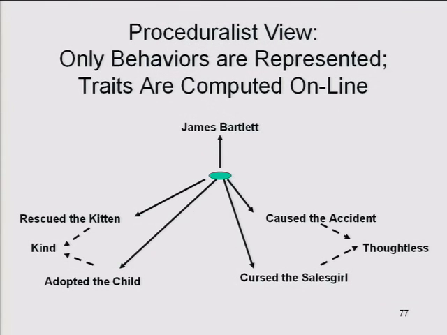Okay? So if I say, is James Bartlett kind, you retrieve information about James Bartlett and remember that, oh, he rescued the kitten and he adopted the child, therefore he must be kind. If I ask you, is James Bartlett thoughtless, you retrieve information about James Bartlett, oh, he's the guy who caused the accident, he's the guy who cursed the salesgirl, yeah, I guess he's a thoughtless kind of person. This is a very plausible model for the representation of person memory.